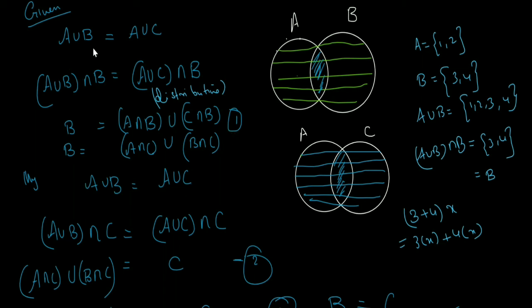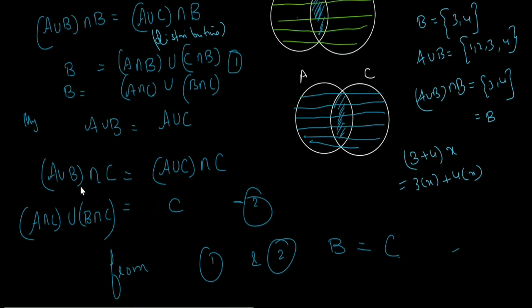Now the same thing, given A union B is equal to A union C. Put intersection C now, because the question is you have to prove B is equal to C. So put intersection C on both the sides. So here we use the distributive property: A intersection C union B intersection C. Once again, A union C intersection C, same property. If you have B and B, you will write B here. If it is C and C, you will write C here. If it is A and A, you will get A. So it is C intersection C, you will get the answer C.